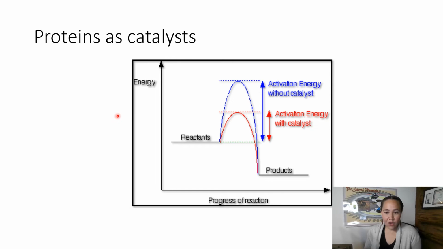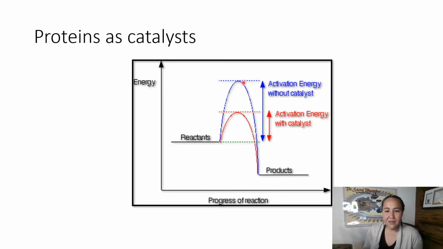Here is a graph showing how reactants become products in a chemical reaction. Your x-axis is the progress of the reaction, and your y-axis is the energy required to make this reaction move forward. Your reactants are at this energy level, and in order for them to become products, you have what is called activation energy, and it is a peak. So it requires energy for this reaction to happen. An increase in energy has to be put in.